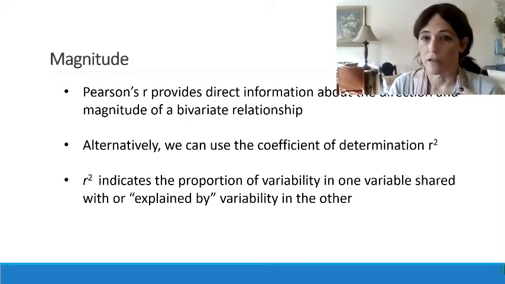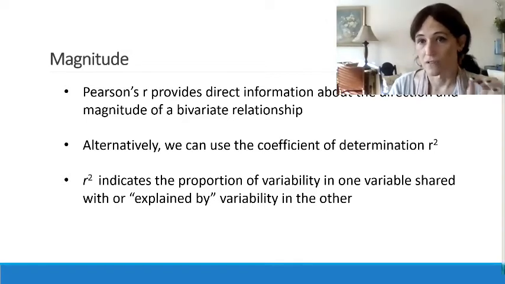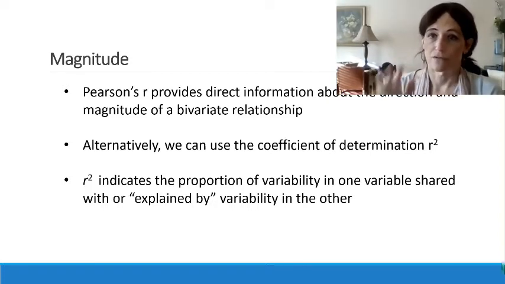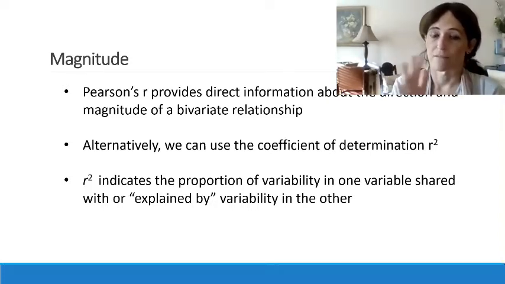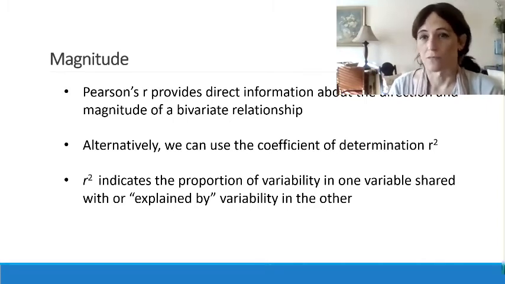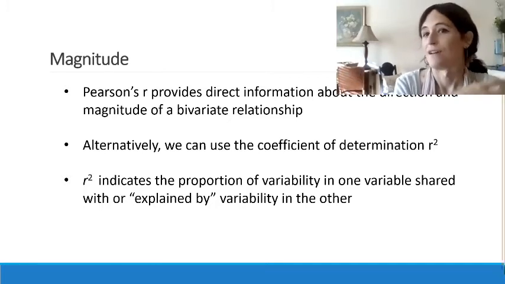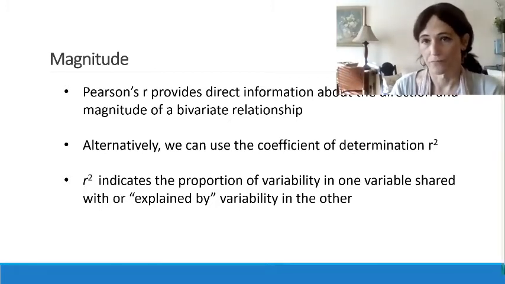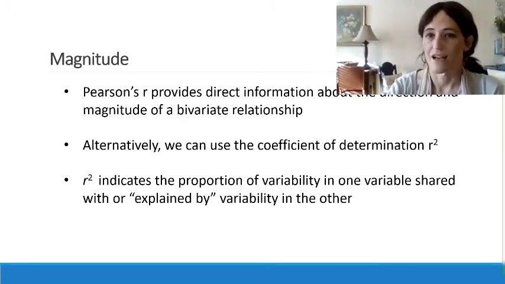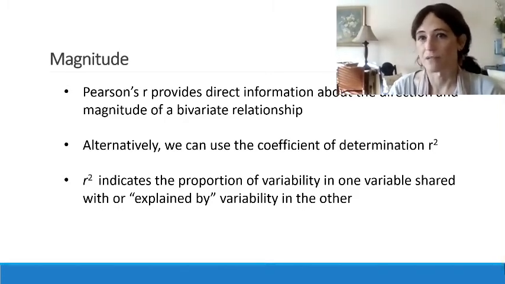Alternatively, we can report the coefficient of determination, which is Pearson's correlation squared, or little r squared. And that indicates the proportion of variability that is shared or explained by variability in the other variable. Again, these are interchangeable in the case of correlation, and it simply says how much are we explaining in terms of the relationship between these two variables, or how much of each variable are we explaining by having measured this other variable. Okay. This is going to come up when we get into linear regression, because we're going to have a similar measure, but the interpretation is slightly different.